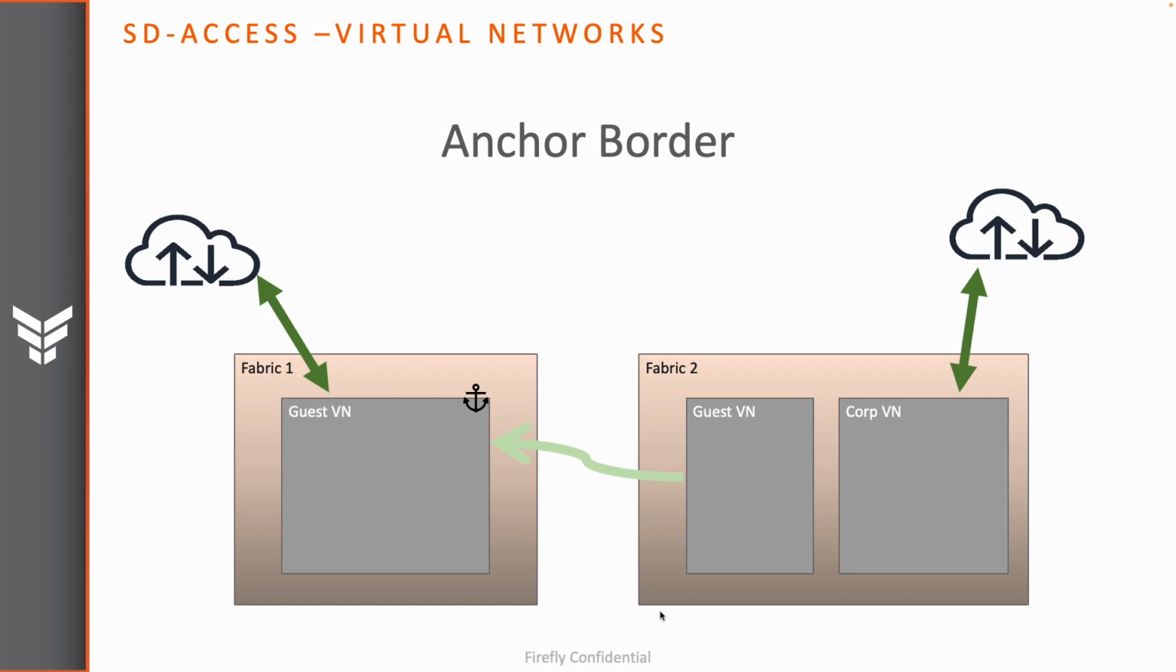We also have the option of configuring our virtual network as an anchor virtual network. This means that the border and control plane nodes that are assigned to that virtual network become the central point of egress for all other fabrics where that virtual network is deployed. Default behavior for a virtual network is to use the local border. This changes that behavior for those anchored sites.